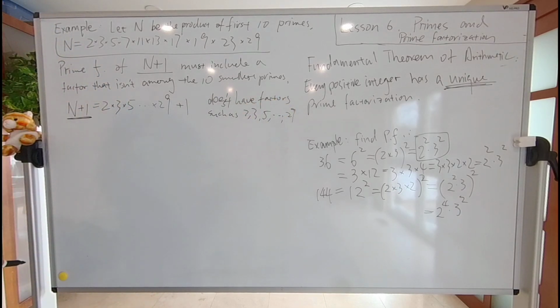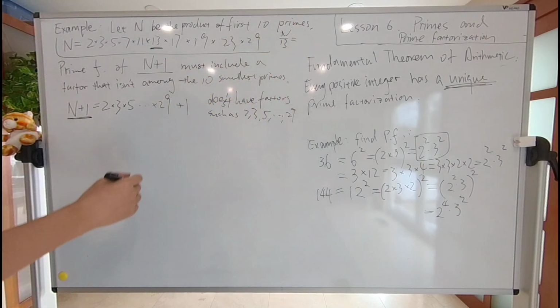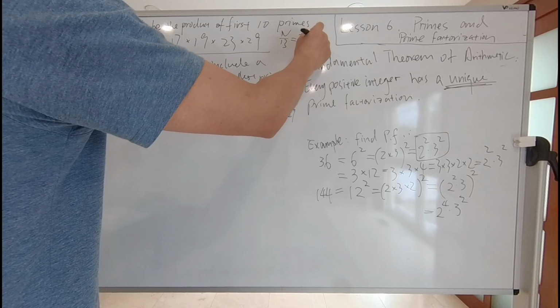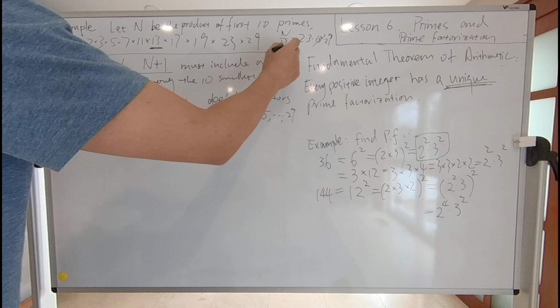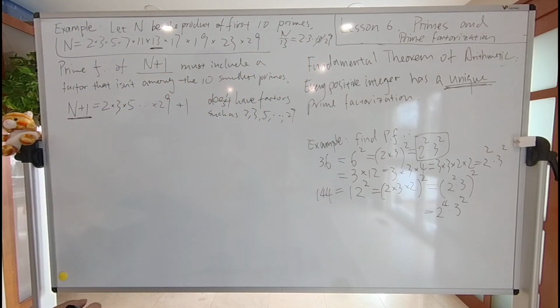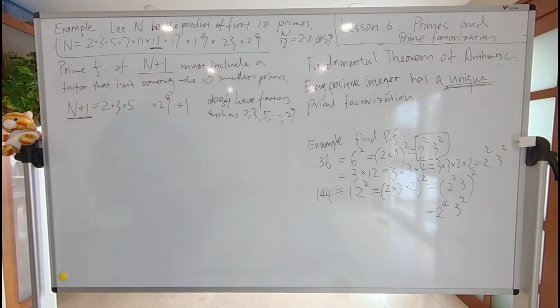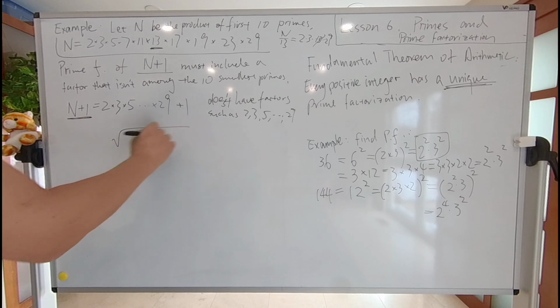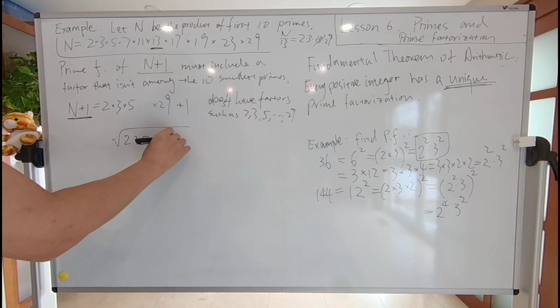So let me pick a random one to check. Let's check 13, for example. So n divided by 13 is definitely an integer. It's actually 2 times 3 times the product of all the other numbers except 13, which is obviously still an integer. So n is divisible by 13 for sure. But how about n plus 1? n plus 1 is 2 times 3 times 5 up to 29, plus 1.